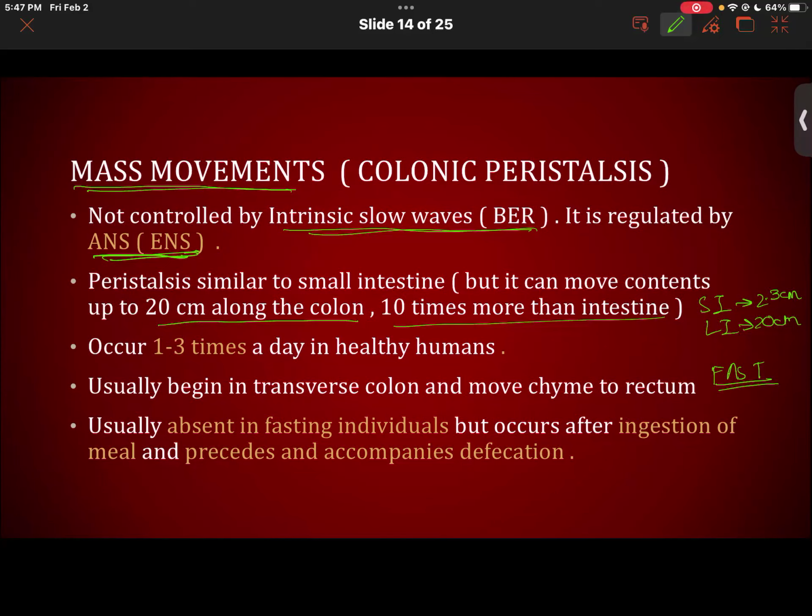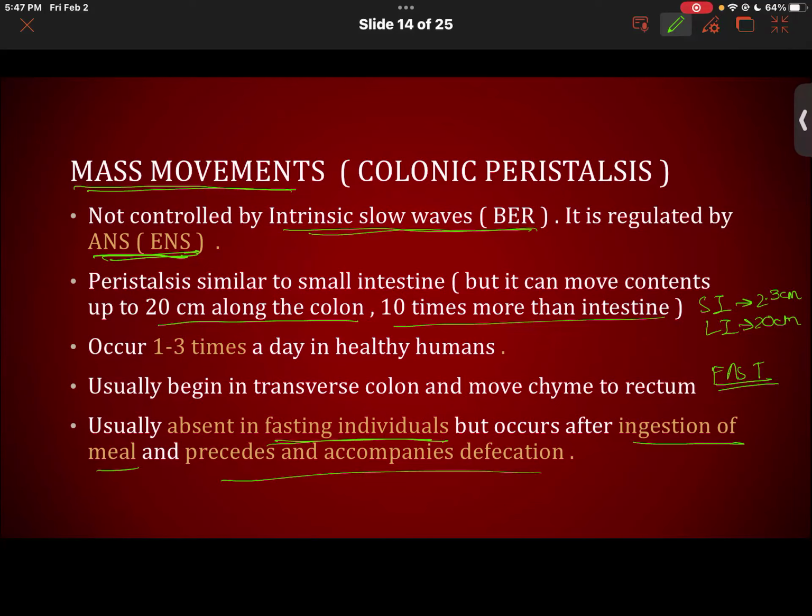In most cases it's slow, but if you have the mass movements, then there's a fast movement from the transverse colon to the rectum. And it's usually absent in fasting individuals. So this only happens if you've eaten. As it says over here, it occurs after ingestion of meals and precedes and accompanies defecation. So it happens, number one, when you ingest, and number two, while you're defecating.